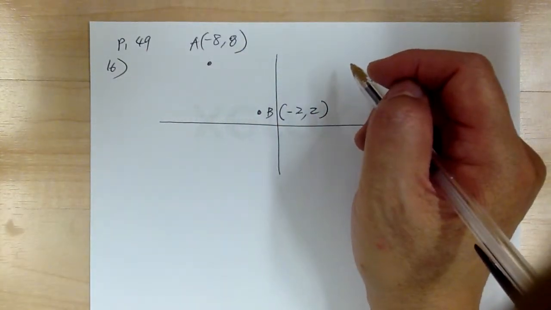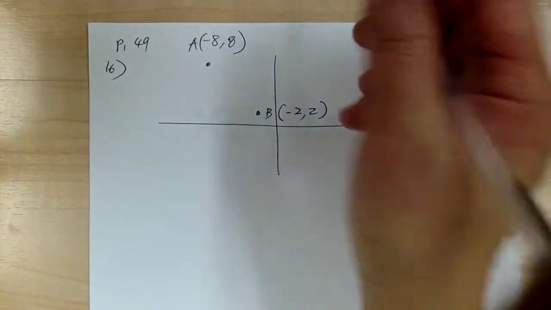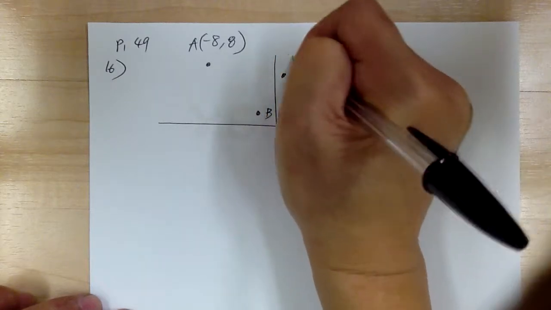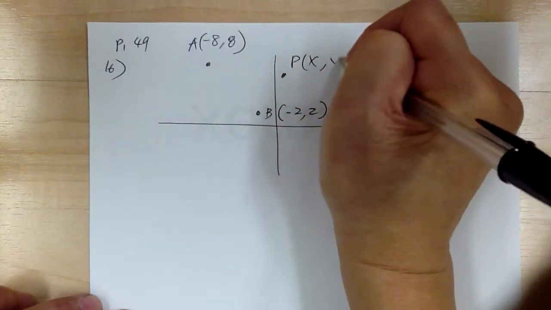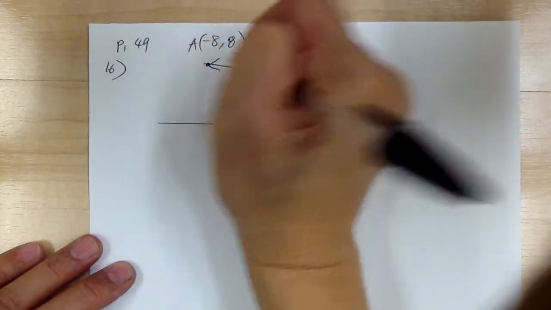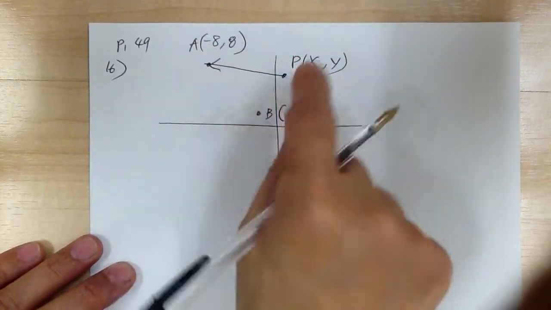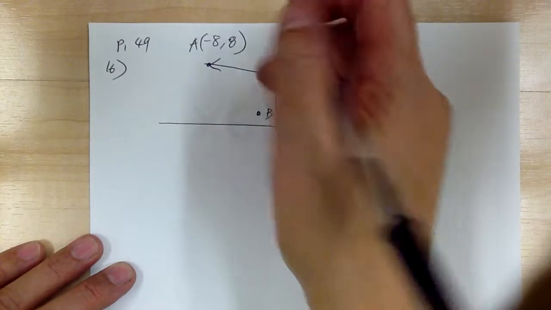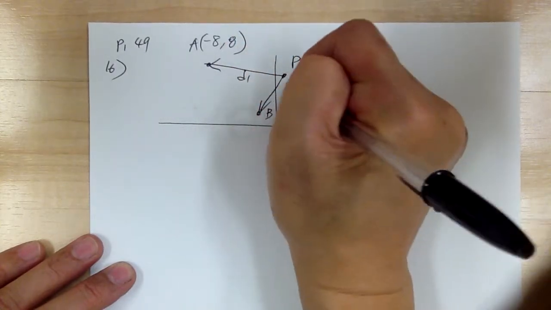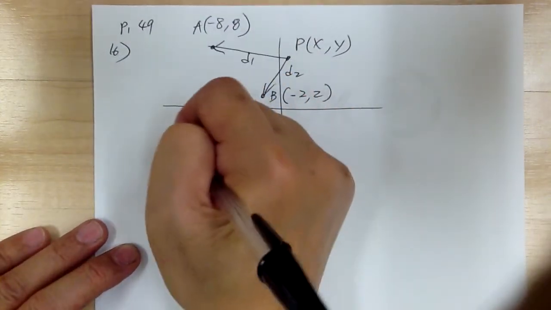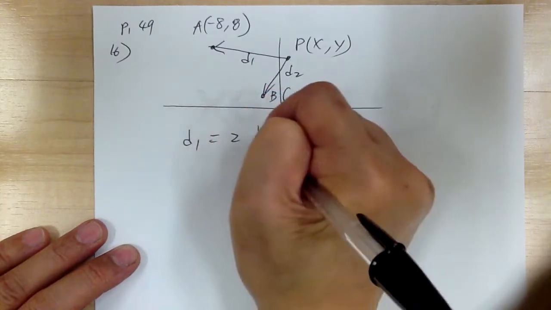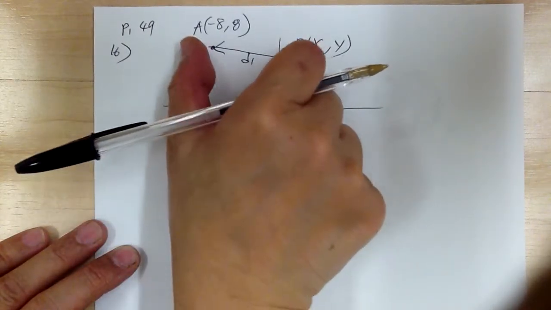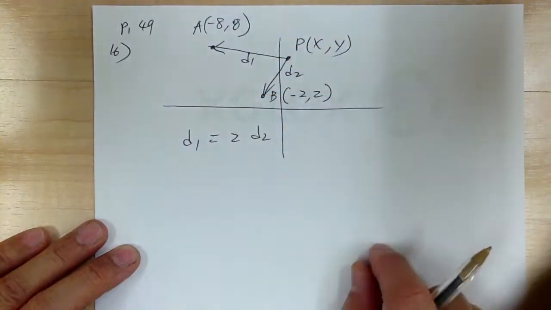Okay, and now the distance is twice as far from that. That means you want to put a point over here, call it point P. And so this is twice as far from A as from B. So this is twice as far as that. Okay, so you have to read carefully. So D1 = 2 times D2. Right? So again, point P from A is twice as far as from B.